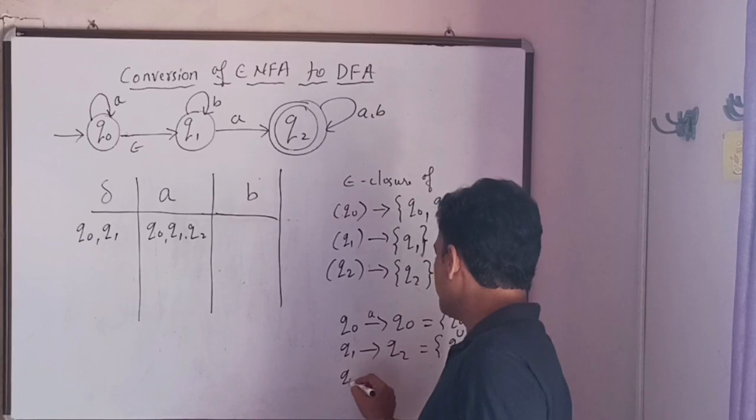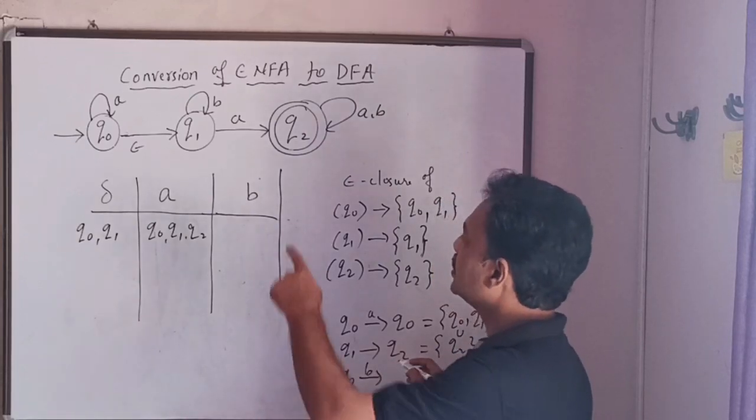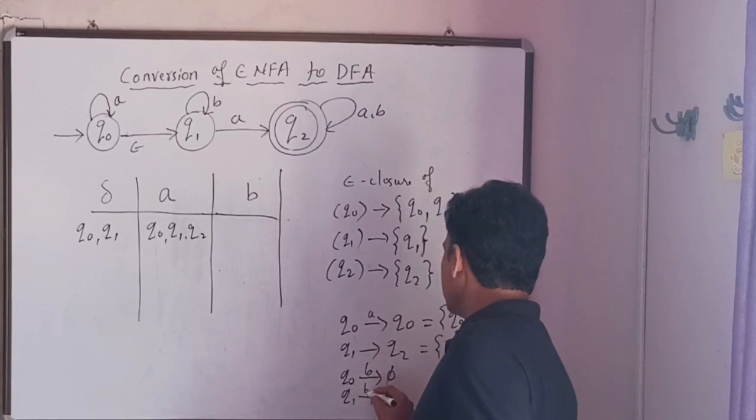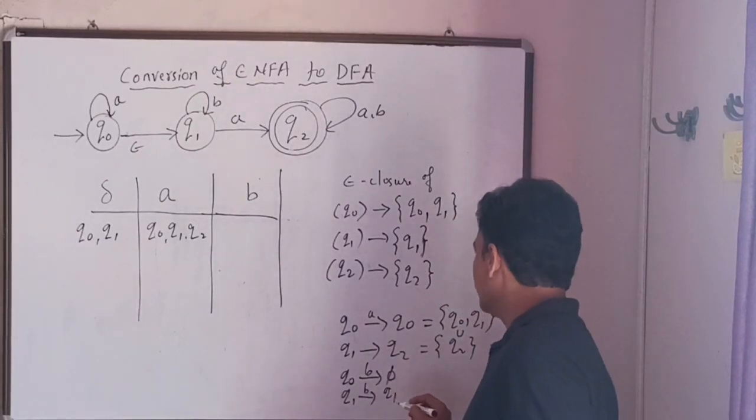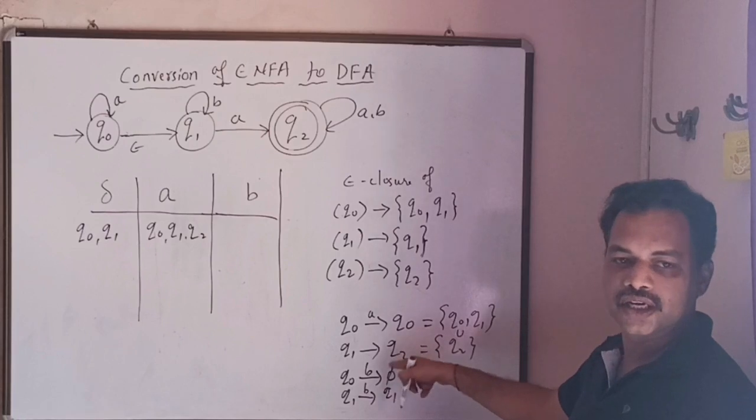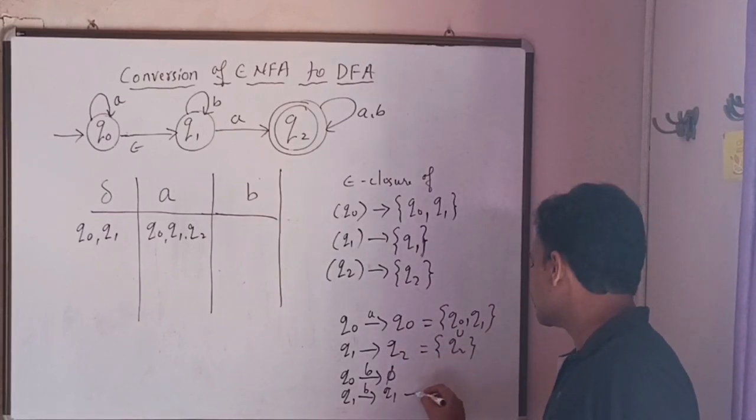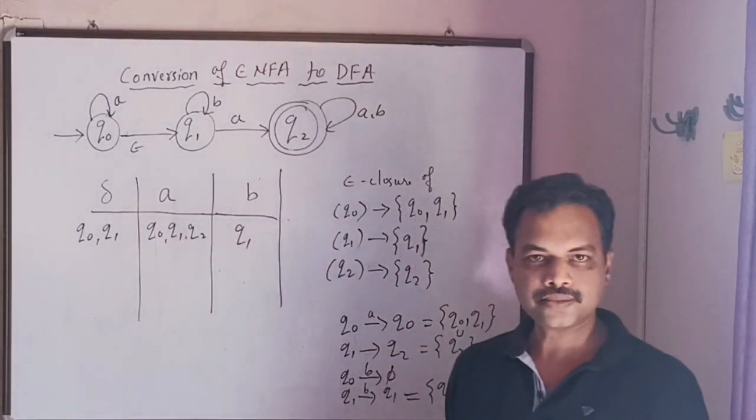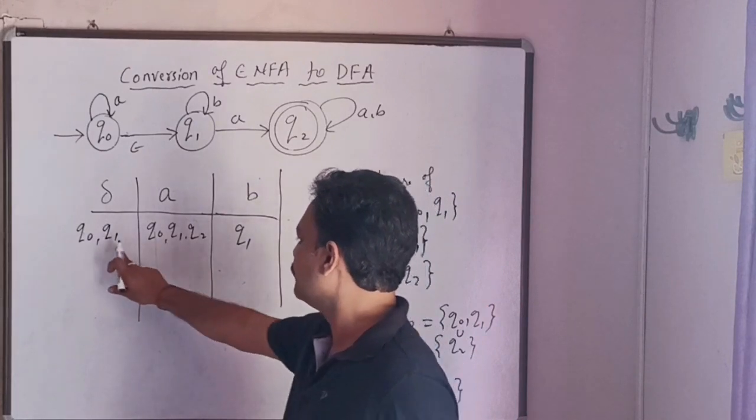So Q0 on B is null. Q1 on B is Q1 itself. So Q1 union null is Q1. So what is the epsilon closure of Q1? It is Q1. So it is Q1. Similarly, now we are done with this.